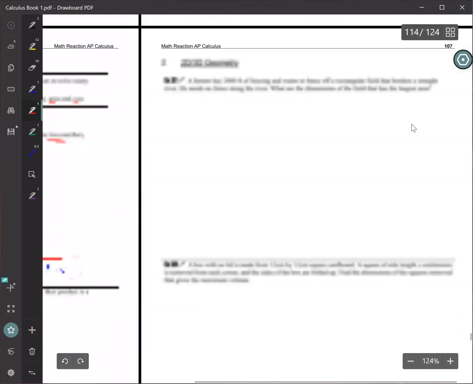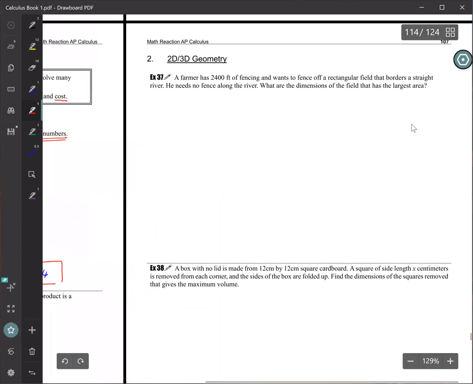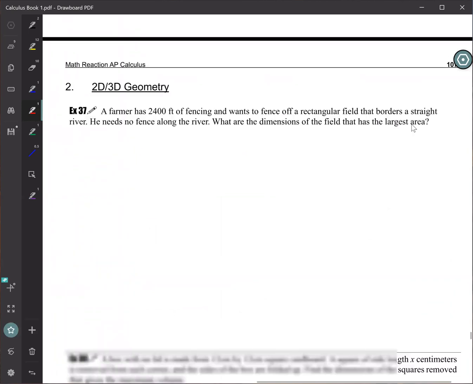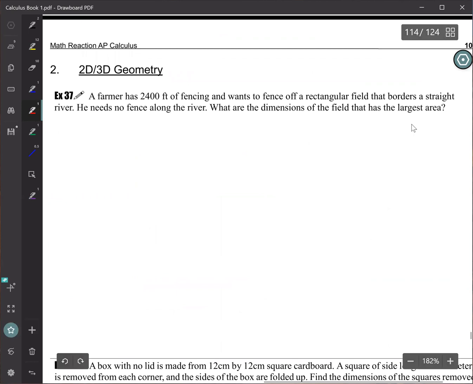So let's look at 38, okay? A 2D, I think 38 is a 3D. Let me see. Yeah, okay, then we'll do 37 first. So I'll let you read this question. This question also appeared in grade 11 too, but then we're gonna do it in a calculus way, all right?